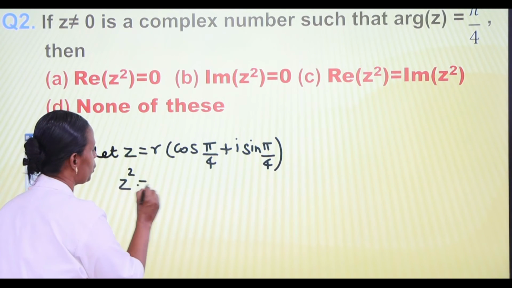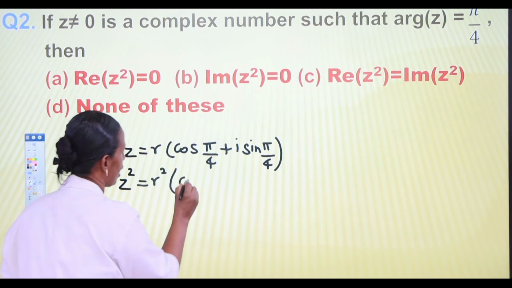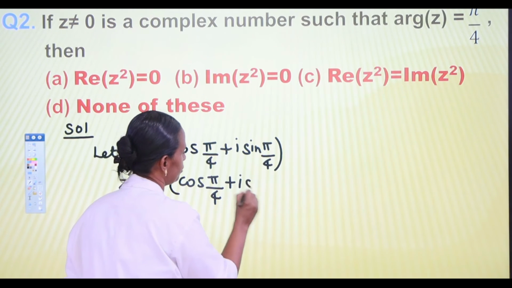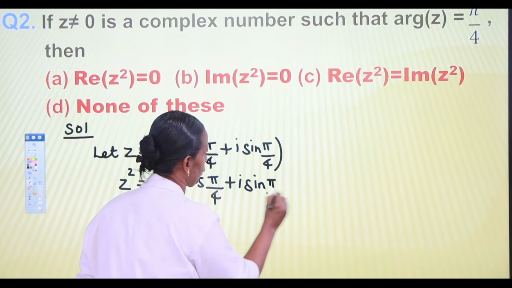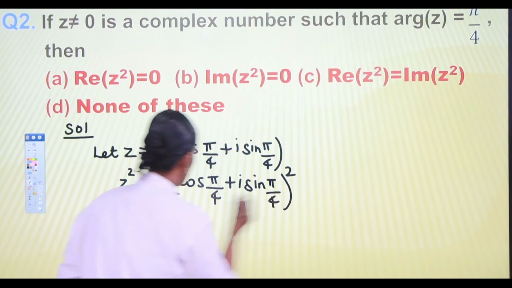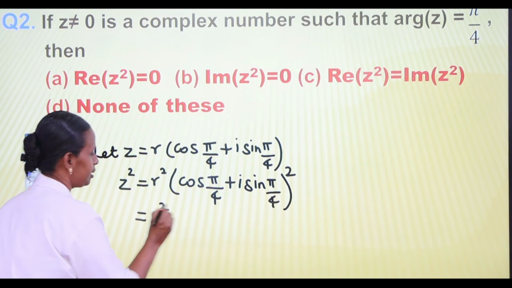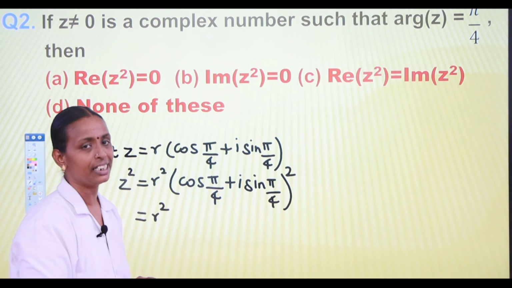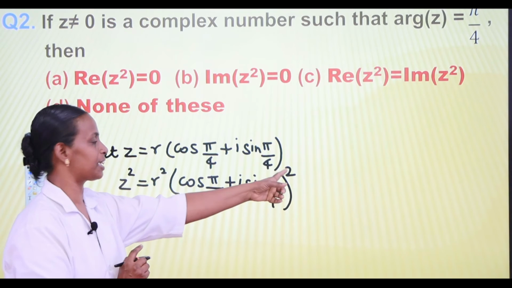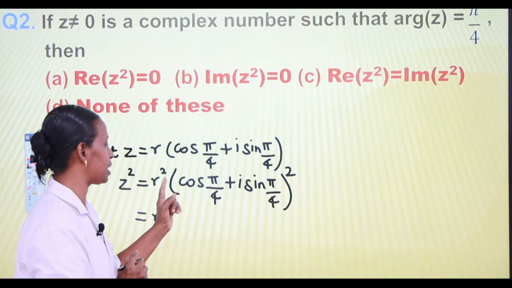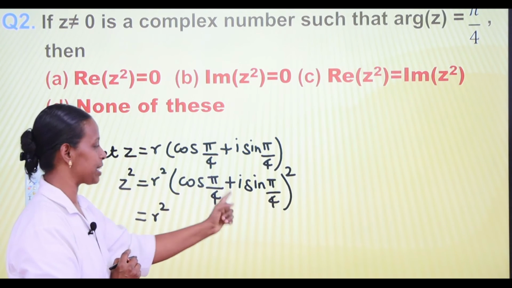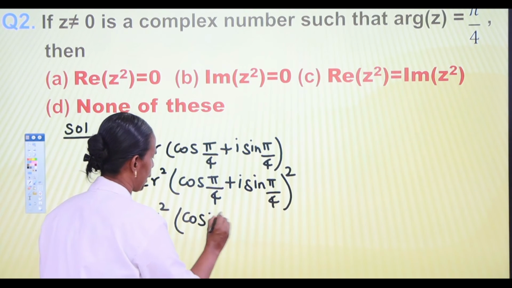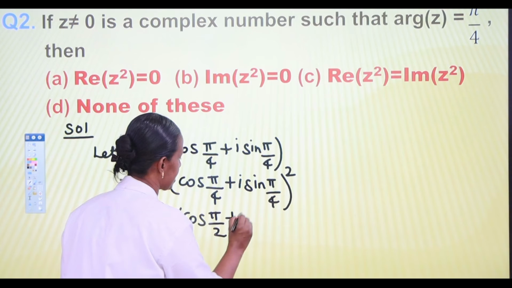z square equals r square into (cos pi by 4 plus i sin pi by 4) the whole to the power of 2, which is nothing but r square. Using De Moivre's theorem, (cos theta plus i sin theta) the whole square is nothing but cos 2 theta plus i sin 2 theta, that is, instead of n here 2. So which is nothing but cos 2 pi by 4 plus i sin 2 pi by 4, that is cos of pi by 2 plus i sin pi by 2.